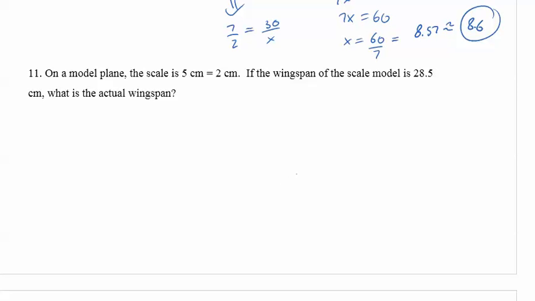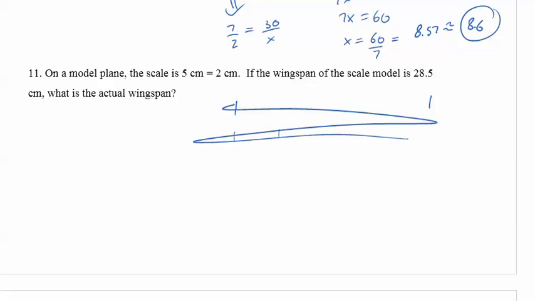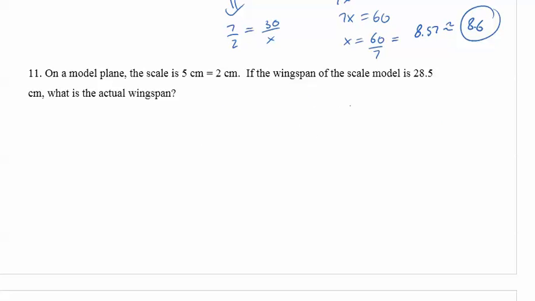Okay, so it's saying on the model plane, the scale is 5 centimeters equals 2 centimeters. If the wingspan of the scale model is 28.5 centimeters, what is the actual wingspan? Two things to note. One thing is not very important: this is a pretty small model, because 5 centimeters going to 2 centimeters is like this going to that. So not a very huge model, but that's not really important. It makes the math easier for this word problem to make it a small model.